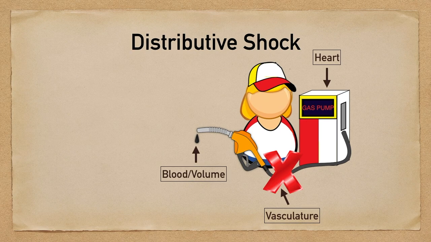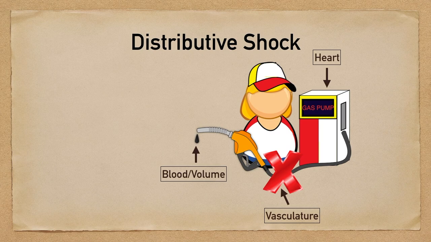Let's now talk about distributive shock. Using the analogy, this was a problem with the gas hose, and we were unable to deliver gas to the vehicle. In other words, there's a problem with the blood vessels. Either vasodilation and/or increased vascular permeability is making it difficult to deliver oxygenated blood to vital tissues and organs.